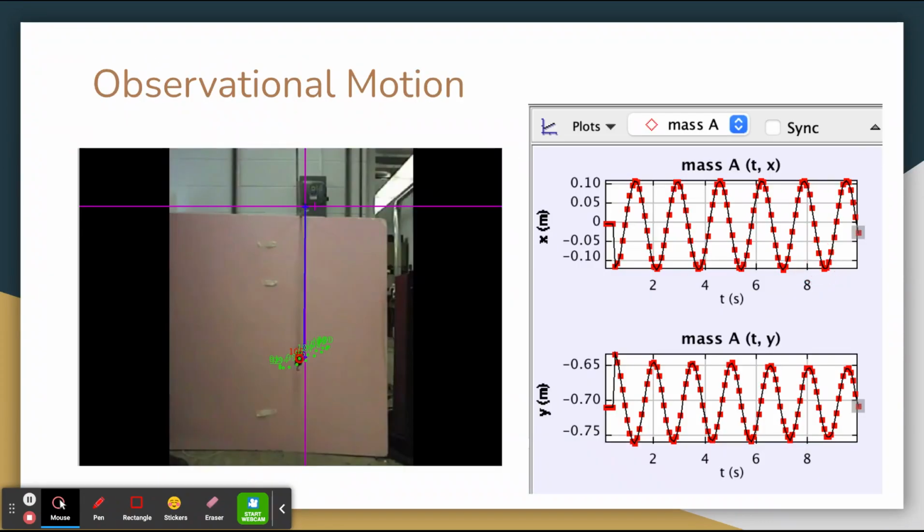So this is the observable motion of our oscillation given to us in this video. And we set our origin at this fixed point up here, and we have our mass all the way down here. And these are our x and y position data for the mass.